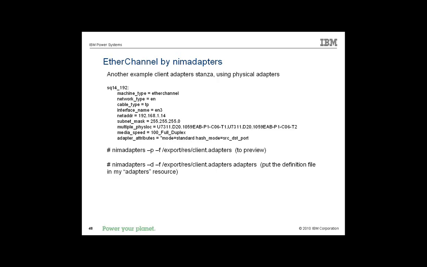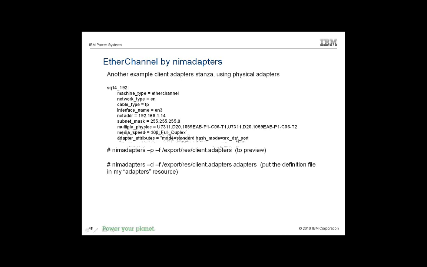One other example in Etherchannel, multiple physloc. So if I know the physical location of two physical adapters, and you can see this was a PCI slot C06, port T1 and port T2. So put them in there. You notice my network at the time was still 100 full duplex. I had to slow them down for that. And I set adapter attributes of mode standard, hash mode, source and dest port.